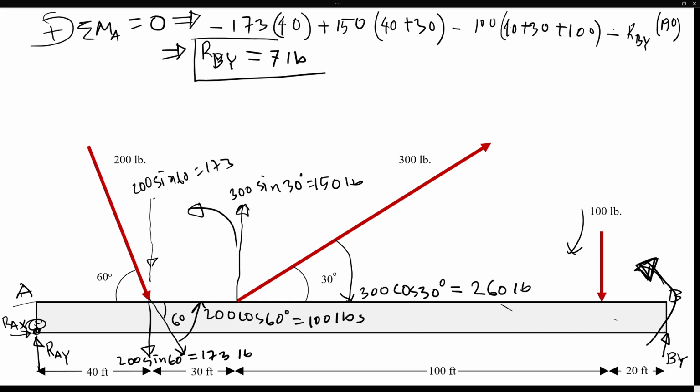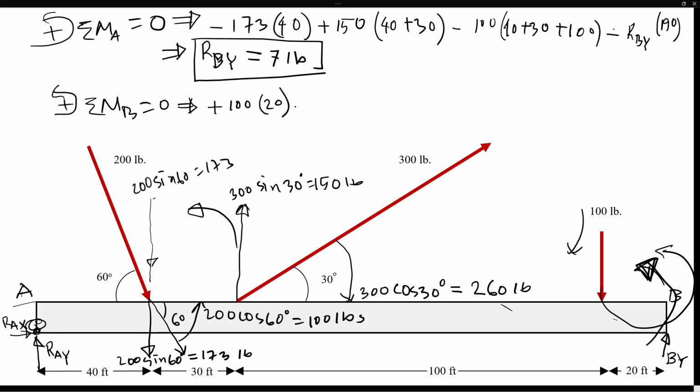Let me double check my number again. Yes, 71. And now we're going to do the same at point B. Counterclockwise positive, all moments with respect to point B sum to 0. For that 100 pound force, it will produce a counterclockwise moment with respect to B. So that's positive 100 times 20 feet from B.